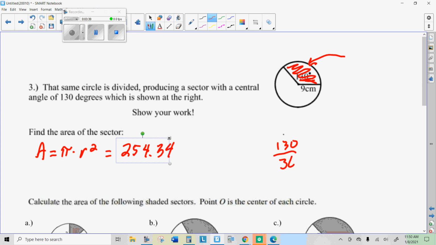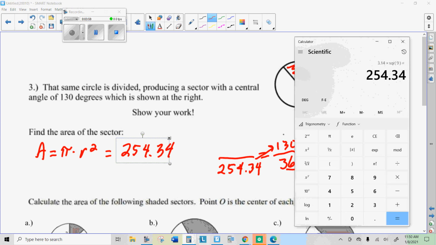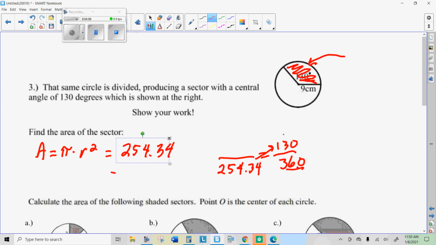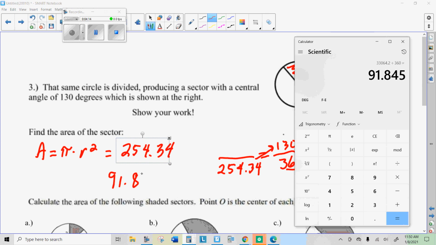So we're going to do proportion now. And the whole area goes with the 360 because if we do the whole circle, there's 360 degrees. So you need to put 254.34 here. Now you're going to do your proportion math, multiply kitty corner. So multiply that by 130 and then divide by the number left over. So times 130 divided by 360. So we get 91.845.